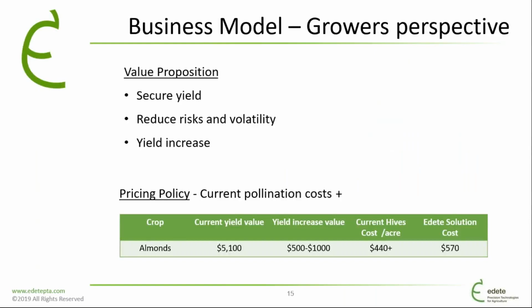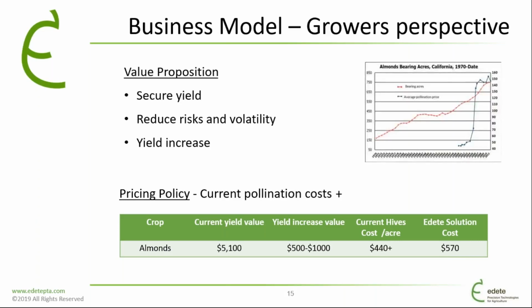From a grower's perspective, our value proposition is to secure and increase the yield and eliminate risks like weather and shortage of bees. Our pollination service is based on the current cost of pollination, costs that are constantly growing, as you can see here represented by the blue line, following a constant growth of the cultivated area of almonds represented by the red line.